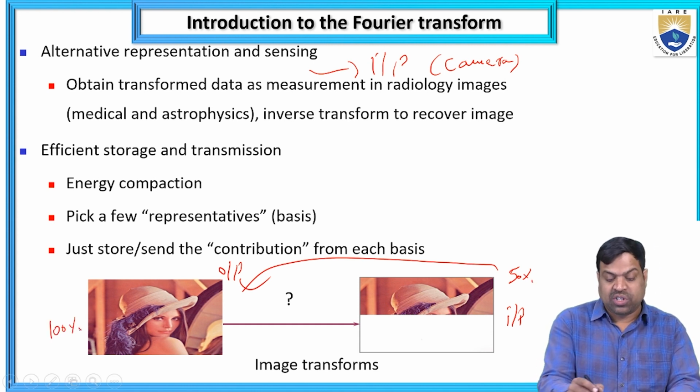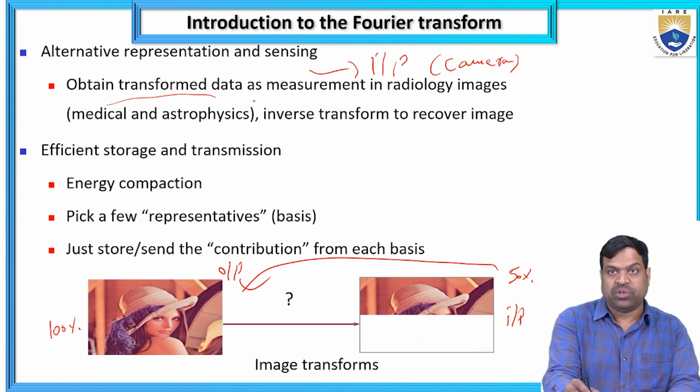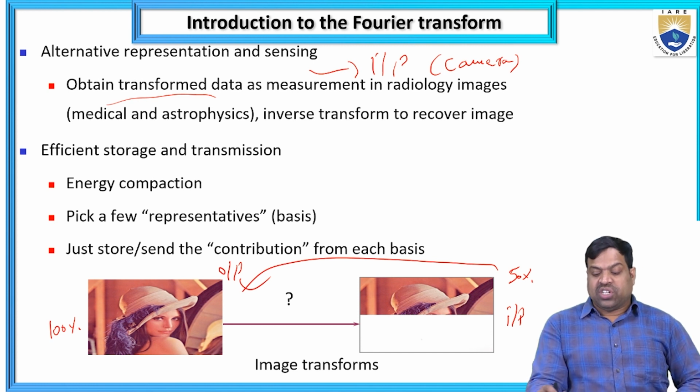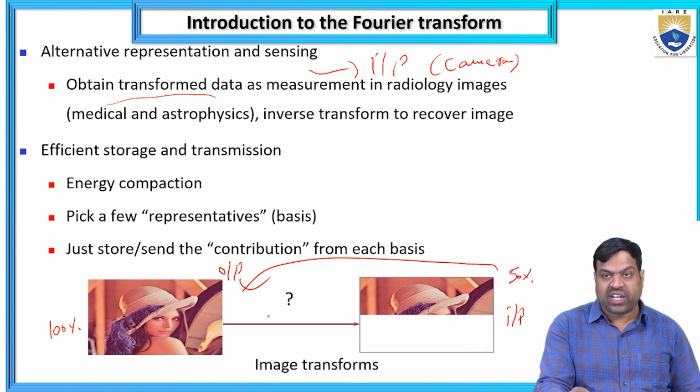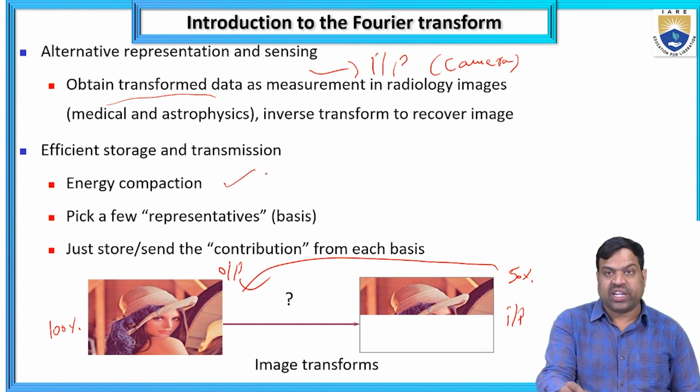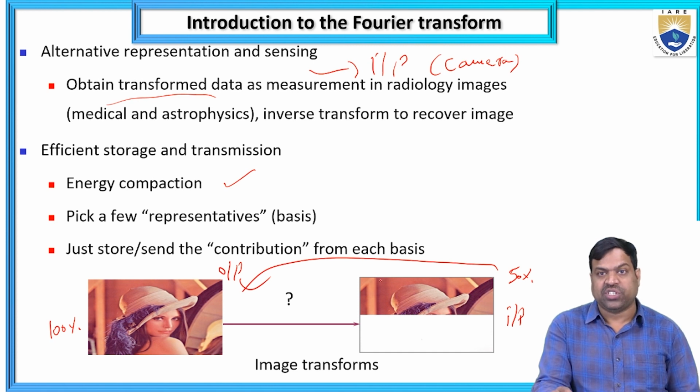So how is it possible? We are using here the transformation technique. So what does transformation mean? To obtain the transformed data and measurement in radiology images, that is medical and astrophysics. So the inverse transform recovers the image. Here only 50% is there. How do we get 100%? We use the inverse transform to get 100% of the image. So the efficient storage and transmission: how we are storing and what is the efficiency of image storing? Here I am taking the energy compaction, picking a few representatives and just storing and sending the contribution from each basis. That is an image transformation technique.